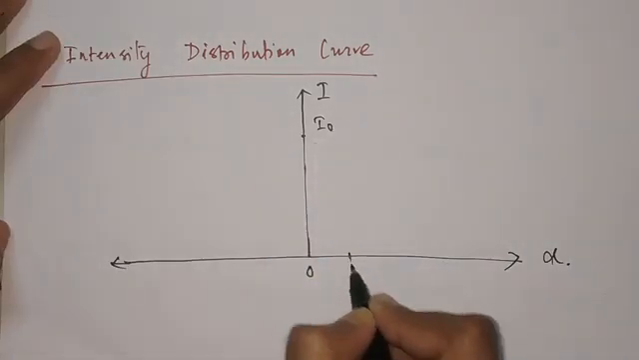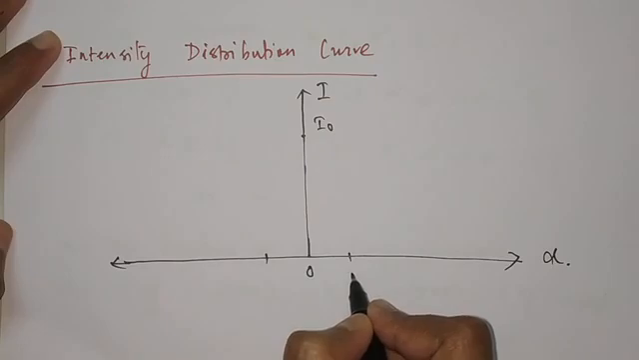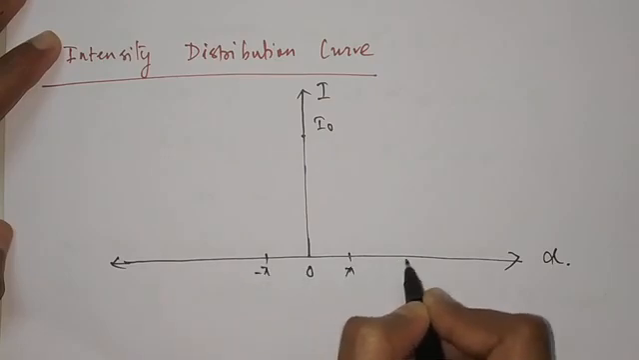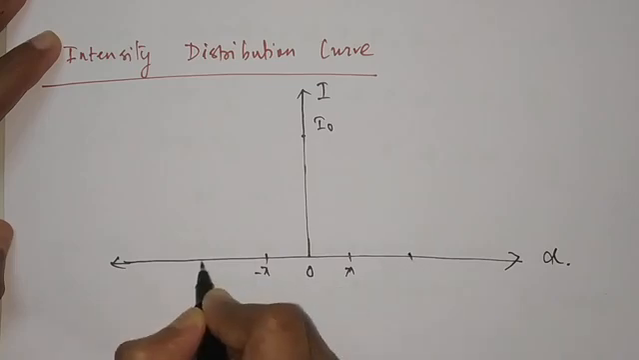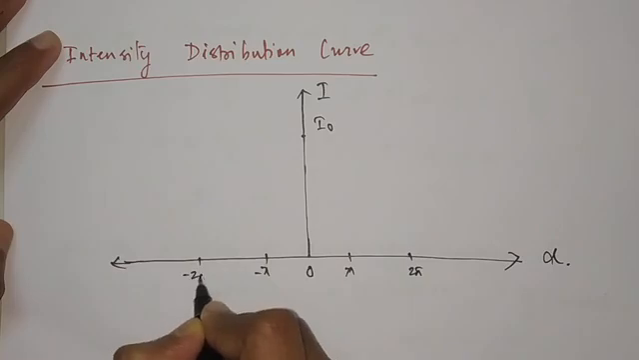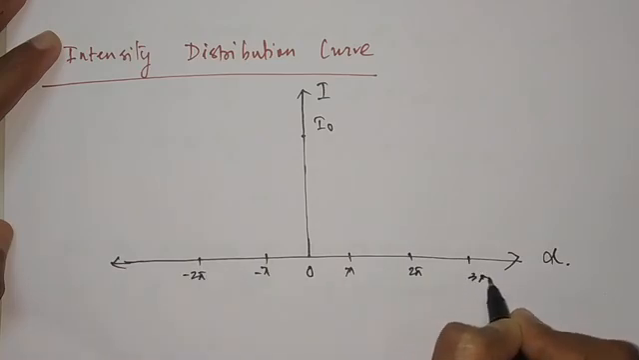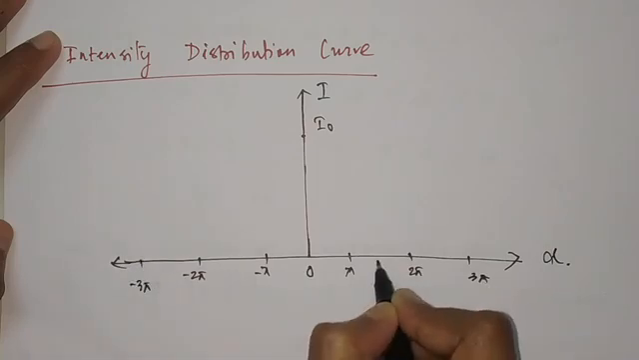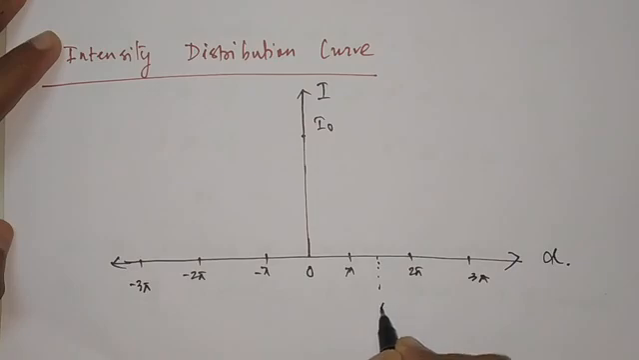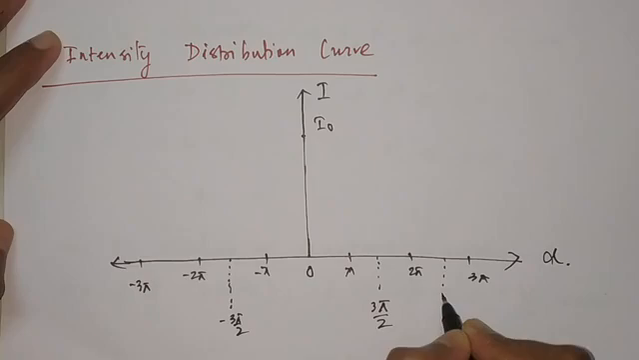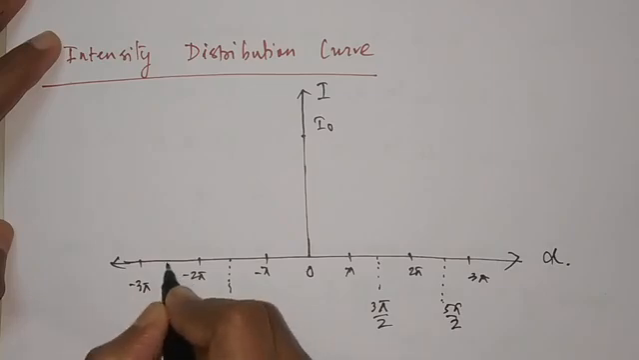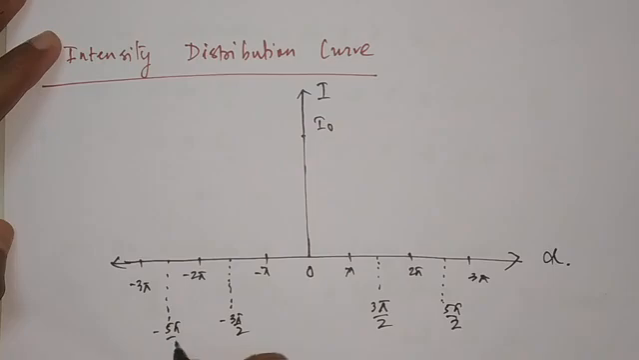Then we have pi, minus pi. Then 2 pi, minus 2 pi, then 3 pi and minus 3 pi. Then over here we have 3 pi by 2, and here minus 3 pi by 2. Then here at the middle of 2 pi and 3 pi, it is 5 pi by 2, and here it is minus 5 pi by 2.